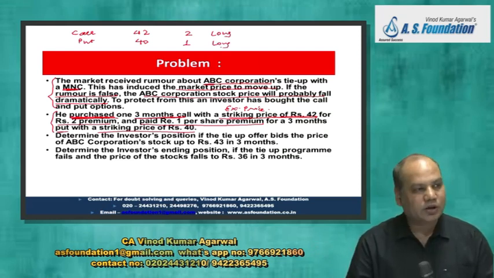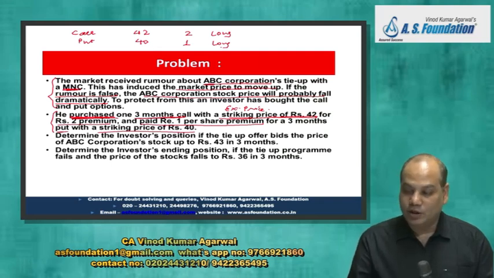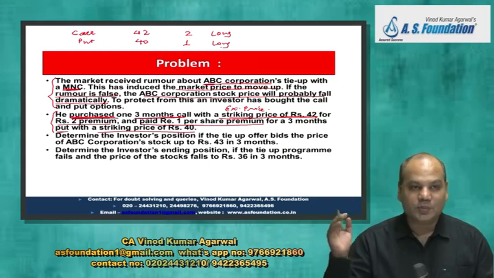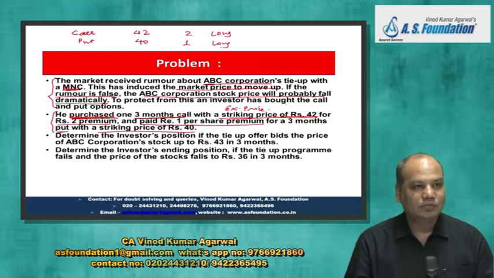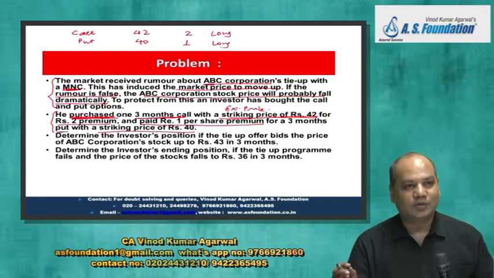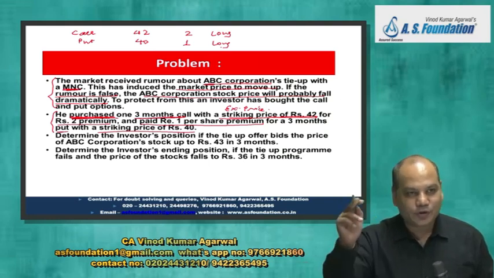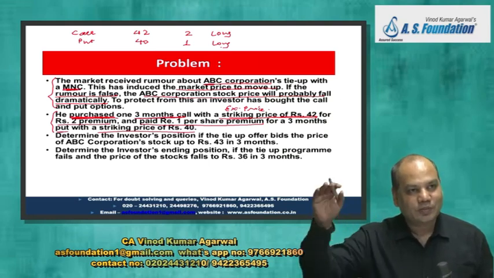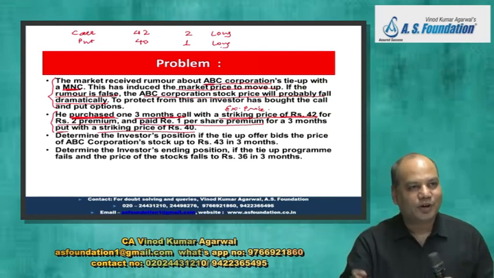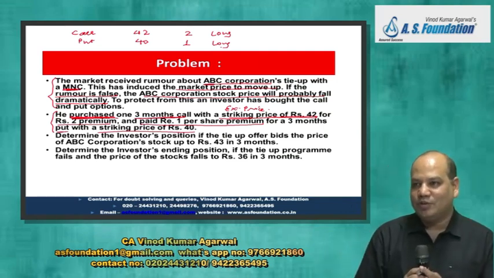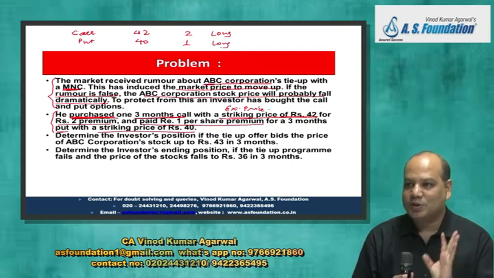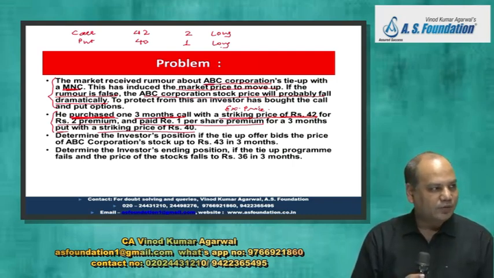Why will a person enter into this kind of contract? He is buying a call expecting the price will go up. He is buying a put option expecting the price will fall. Because he is uncertain what will happen. If the rumor is true, price will rise, and he'll make profit on the call. If the rumor is false, price will fall, and he'll make profit on the put. Now he is going to make profit whether the price goes up or comes down, but yes, you have to pay 2 plus 1, 3 rupees premium for that kind of situation.